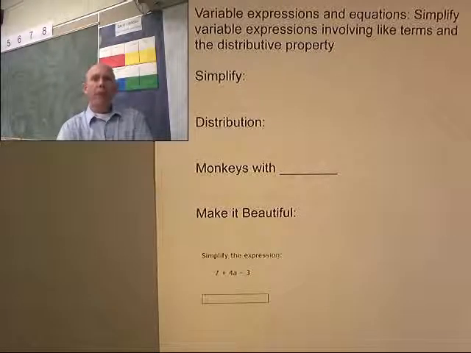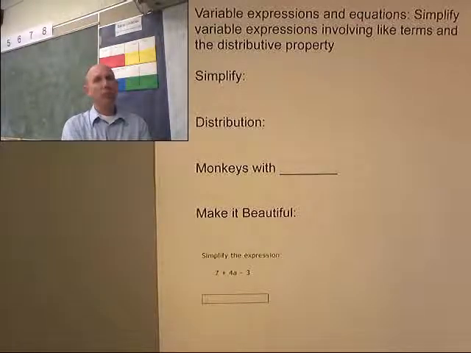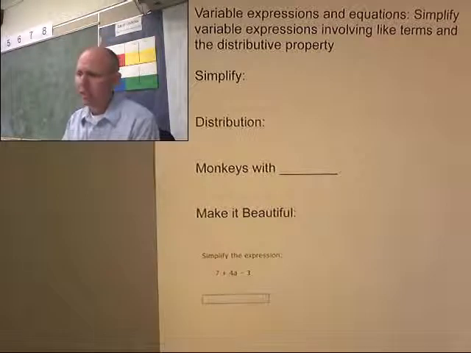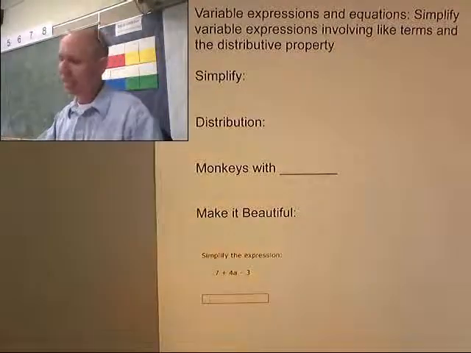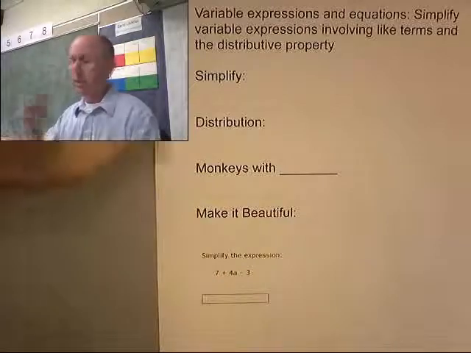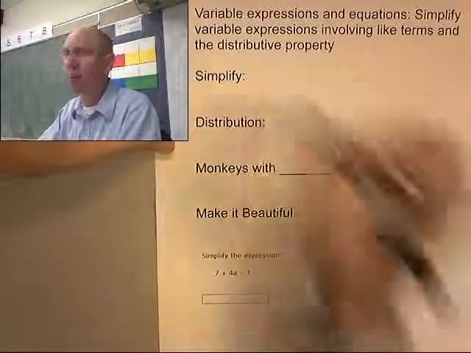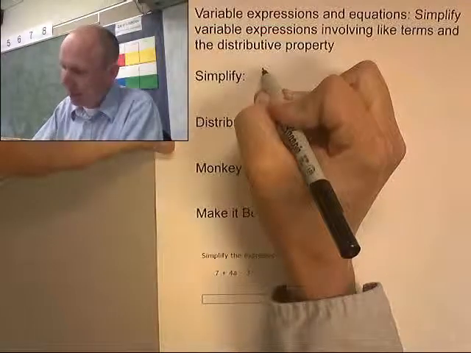All right, variable expressions and equations. Simplify variable expressions involving like terms and the distributive property. First off, what does it mean to simplify? It means to make something less complex. Simplify.